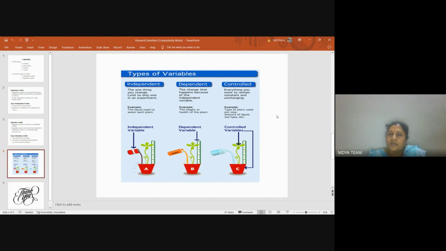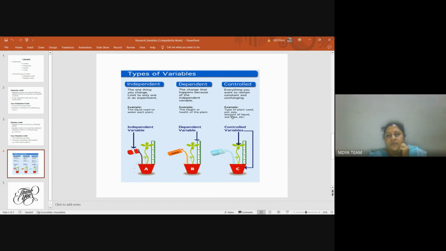So what is a controlled variable? We have already said the independent variable can control the dependent variable. Similarly, what is the controlled variable here? Everything you want to remain constant and unchanging is called a controlled variable, such as the type of plant, and like this we can give examples.